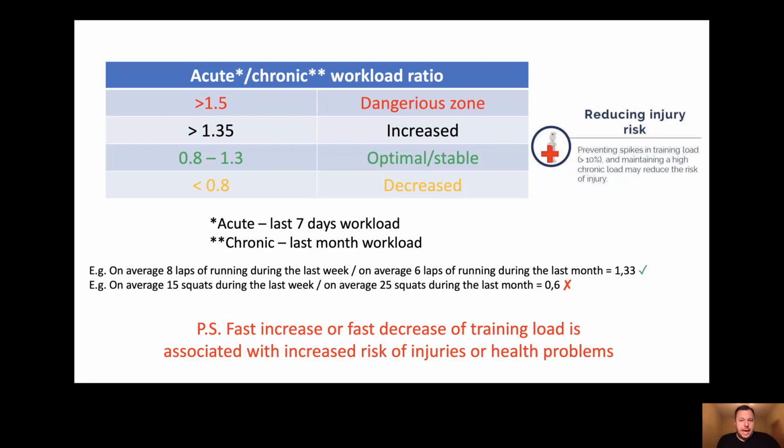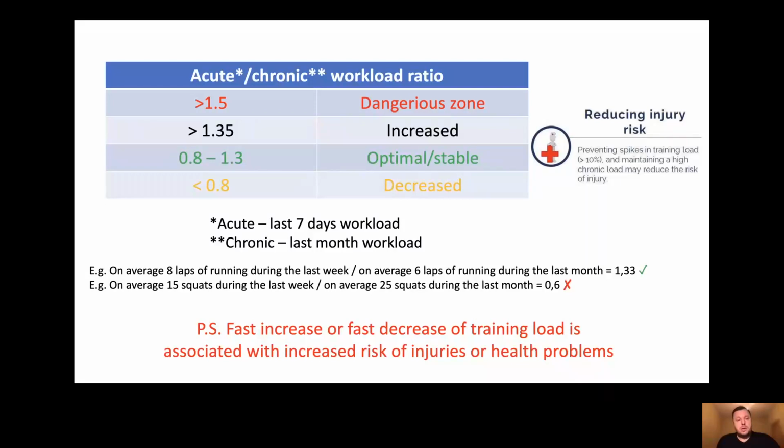So acute and chronic workload: we do the calculation by dividing the acute workload by the chronic workload, the last month's workload. If we have more than 1.5, we are in the danger zone. That means our workload is increasing too fast and too high. If we have 1.35, okay, we are increasing the workload, but it's okay.